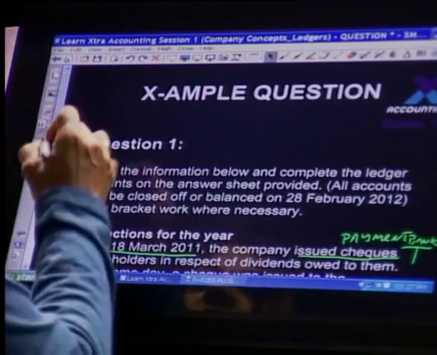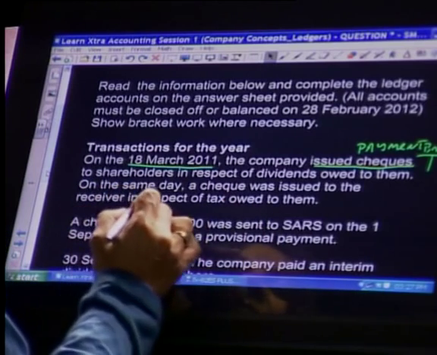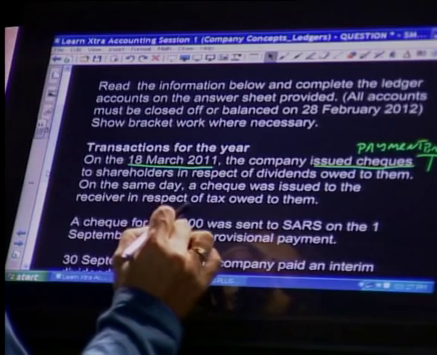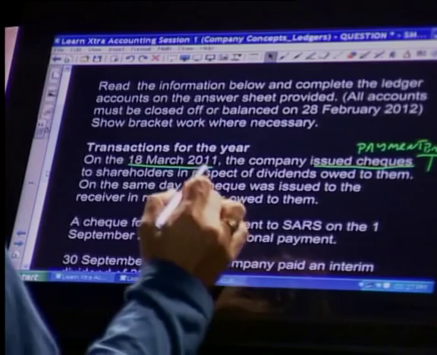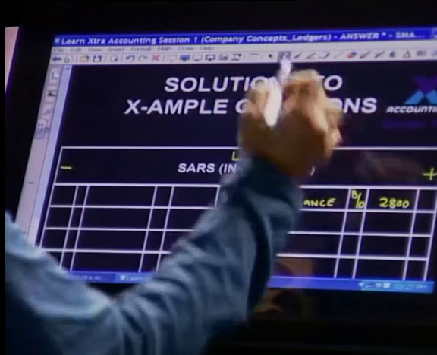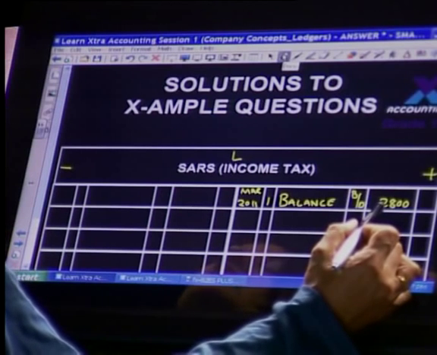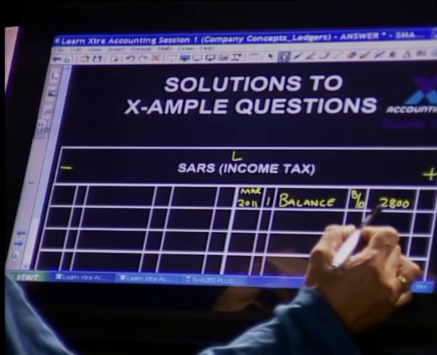Right, if we move on to the next transaction, still on the 18th of March, on the same day, a check was issued to the receiver in respect of tax owed to them. In other words, again, the amount that we were owing SARS, that opening balance. Let's go to that T account. There we go. So we were owing SARS 2,800. On the 18th of March, we now paid the receiver. So let's record this transaction.